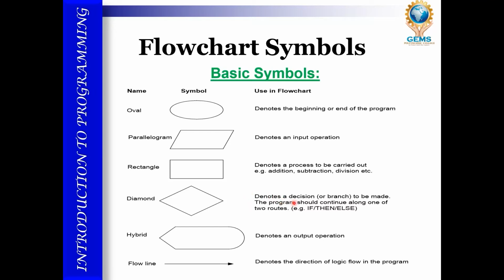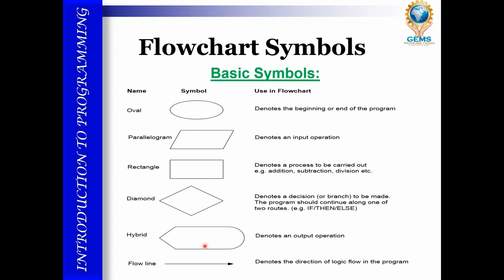For example, here it's written that it denotes a decision to be made. The program should continue along one of the two routes. Here two routes are there, right? This one and this one. This one is connected to the symbol above and this is connected to the symbol below. So the diamond is used for taking the decision. That's why sometimes it is also called a decision symbol.